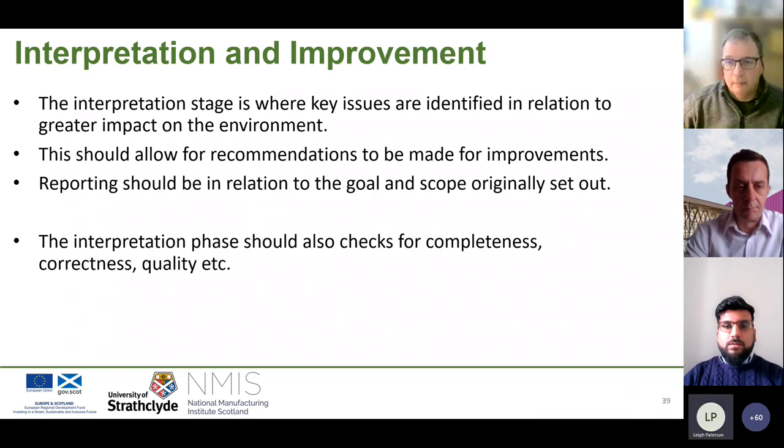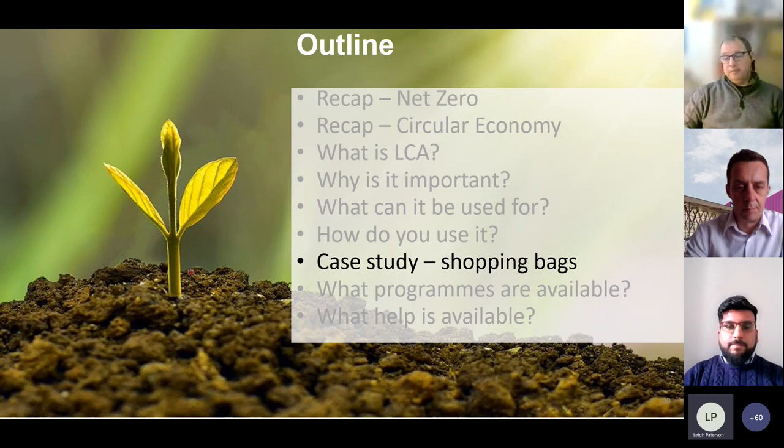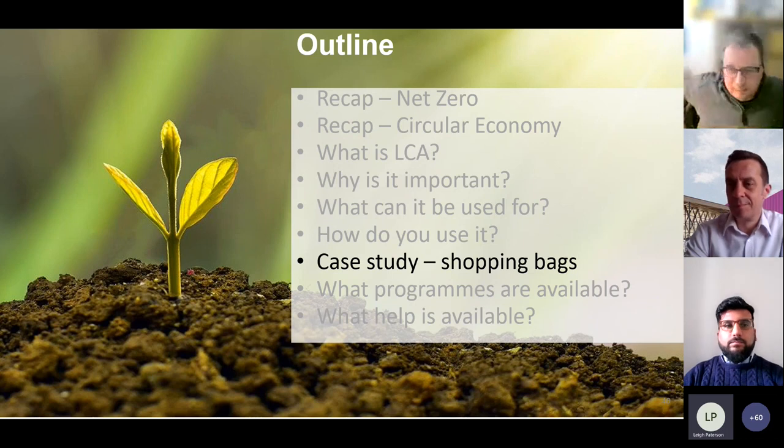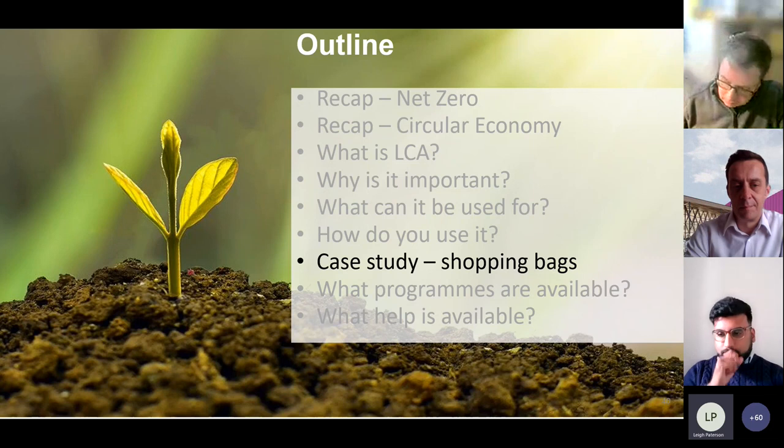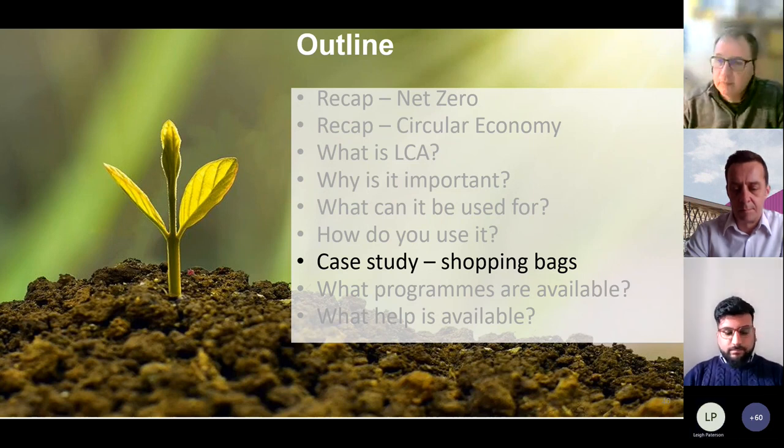Next slide, please. So yes, I'm sorry, that was a bit of a whistle stop of how to use it, but the 4 stages are very well documented. And as I said, you can refer to ISO 14040 to look through those. And hopefully that's given you a bit of a flavour of the complexity of this process. So it's not something to take on board lightly. I'll pass over to David to talk more through the shopping bags.